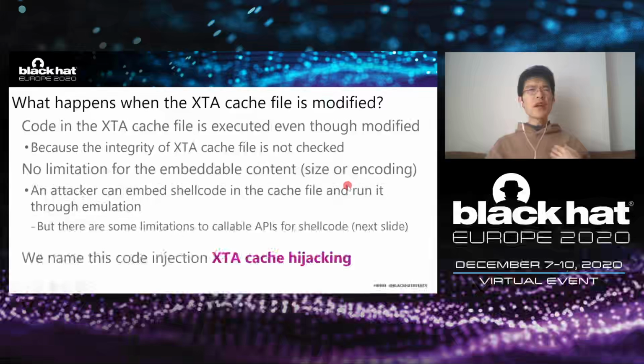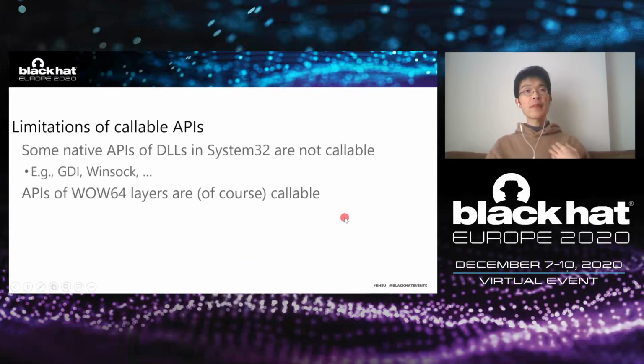And to make matters worse, there are no limitations on the embeddable content of the XA cache file, such as size or encoding, so we can embed shellcode in the XA cache file and run it through emulation. We call this code injection technique XA cache hijacking. I note that there are some limitations on callable APIs for shellcode. Some native APIs of DLLs in System32 are not callable, such as GDI or WinSock. However, APIs of the WoW64 layers are of course callable.